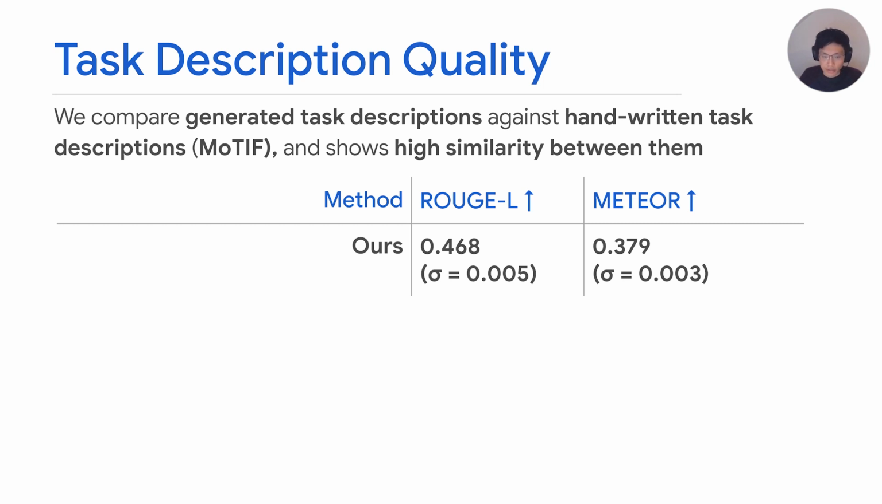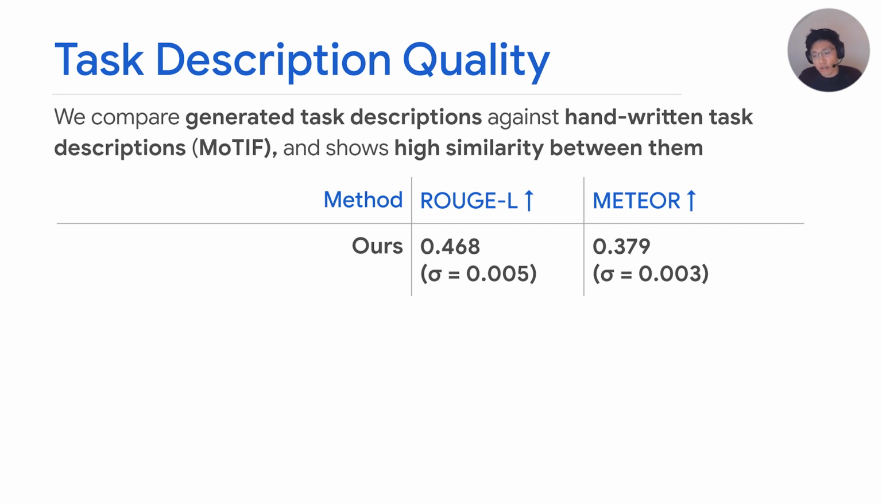Our first evaluation focuses on the quality of text descriptions of the extracted macros. So to ensure we have a trustworthy ground truth, we perform extraction on the UIs from the motif dataset that has human written task descriptions attached to UI traces as ground truths. And we compare the generated task descriptions against the handwritten task descriptions. Our method achieves a Rouge-L score of around 0.47 and a Meteor score of around 0.38, which is quite reasonable for systems performing similar tasks.